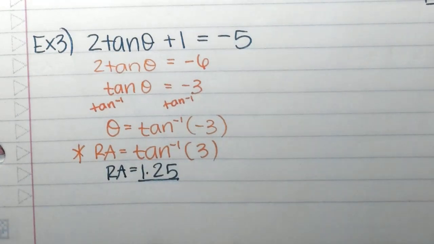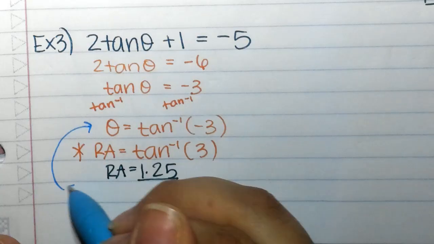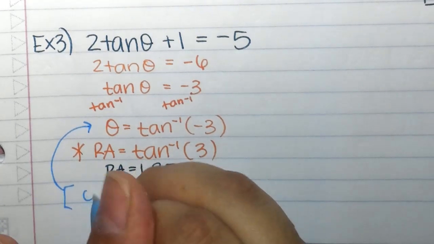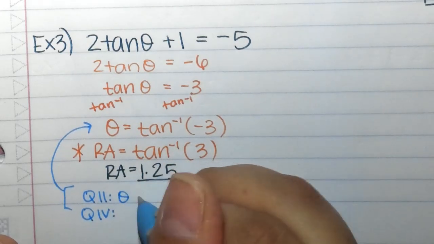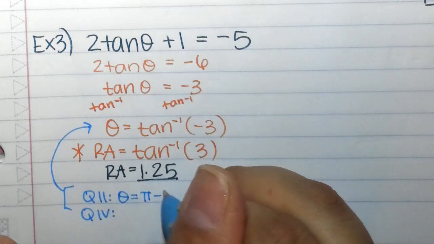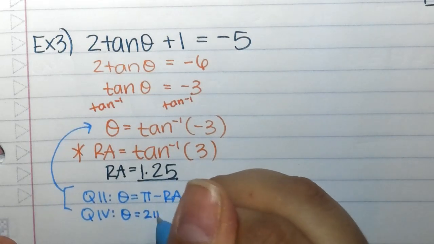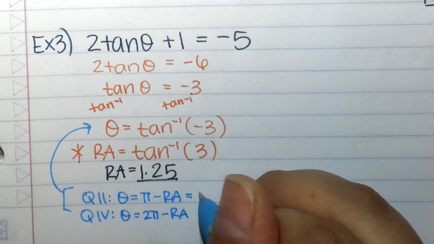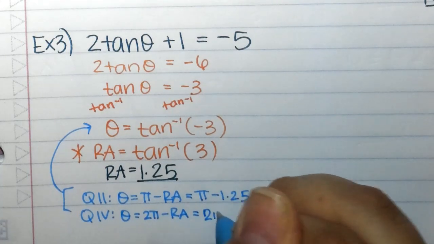All right, from here, what quadrants are we dealing with? Go back to your theta. Your theta tells me I'm going to be a negative tan. Where's tangent negative? Quadrant 2, quadrant 4. So theta is going to be pi minus RA. What's quadrant 4? We haven't done that one yet. 2 pi minus RA.